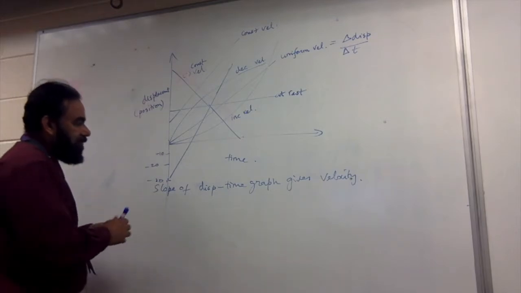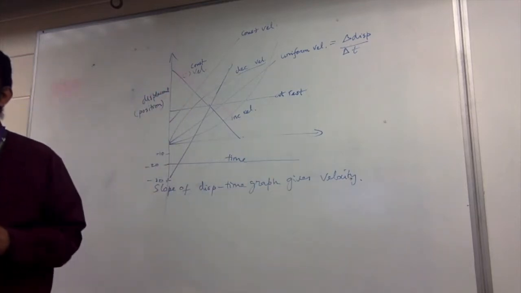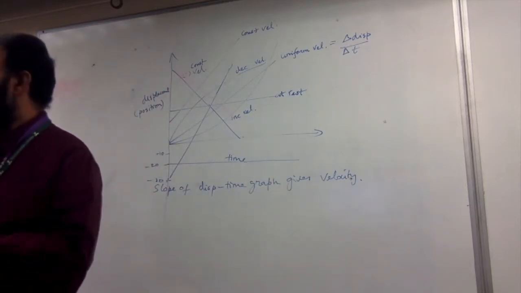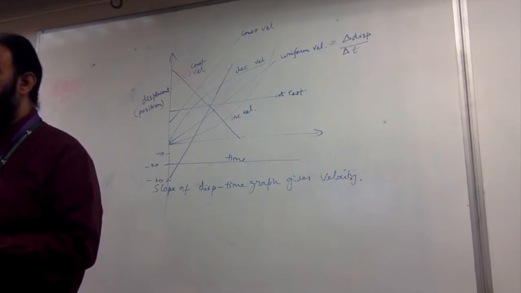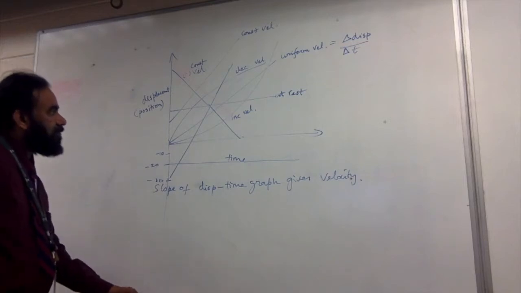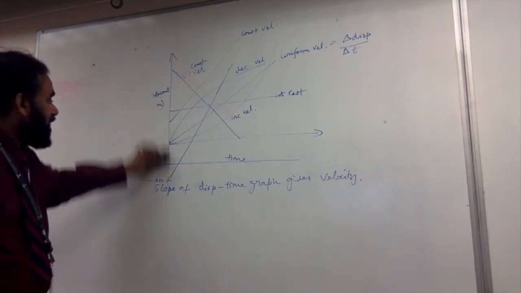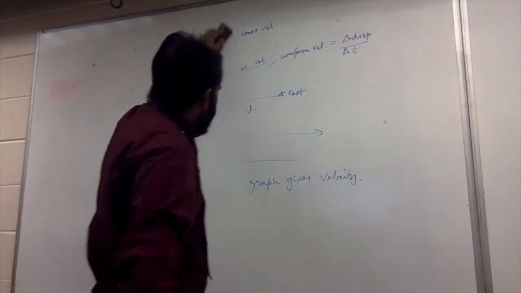What is this line? It is at a negative displacement and it's not moving. Right? So many things can be seen from a graph, such as a displacement time graph.